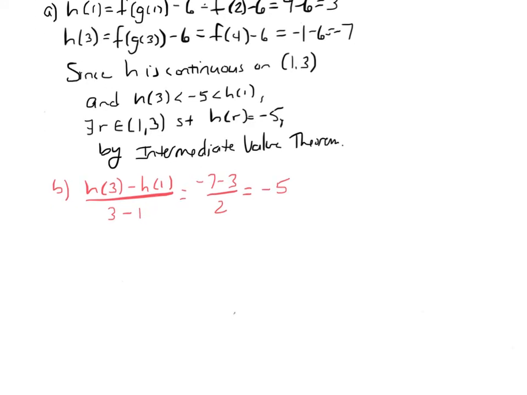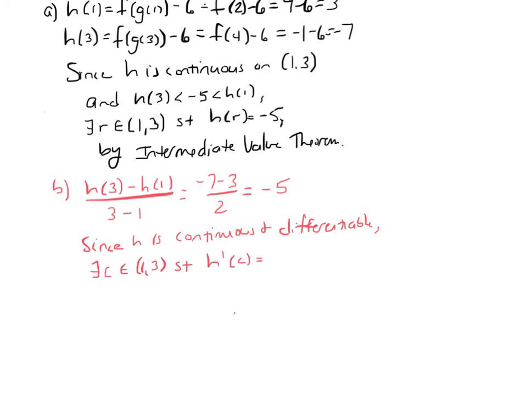So we should say since h is continuous and differentiable, there exists some c in [1, 3] such that, what function are we looking at? H prime of c is equal to negative 5, and that's by the mean value theorem.